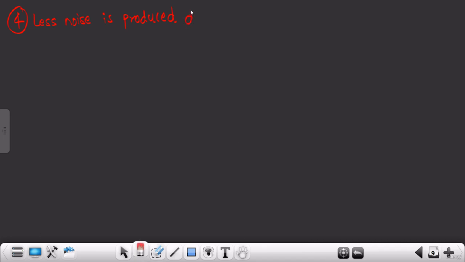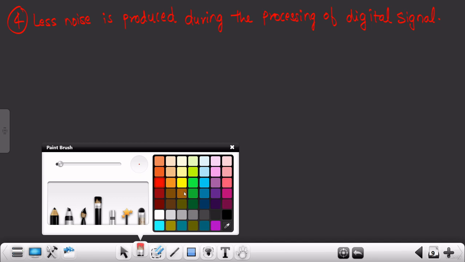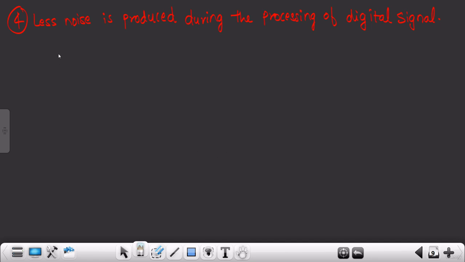Less noise is produced during the processing of digital signal. I hope you are understanding this particular point. Less noise is produced during the processing of digital signal. Why? Because, see, the waveform is moving in this way: positive, negative, positive, negative.